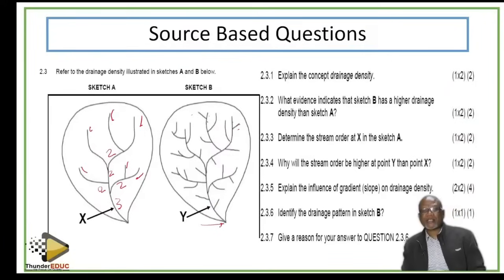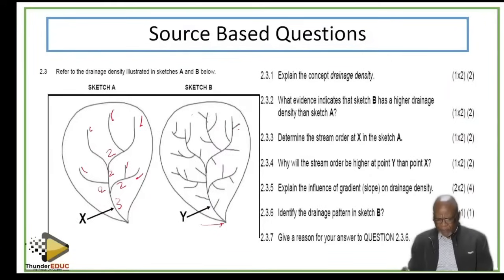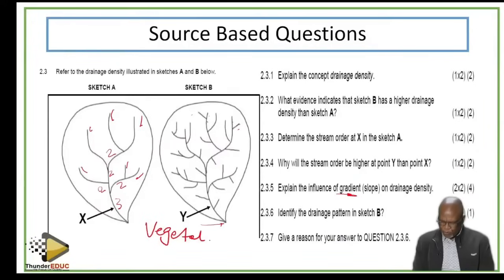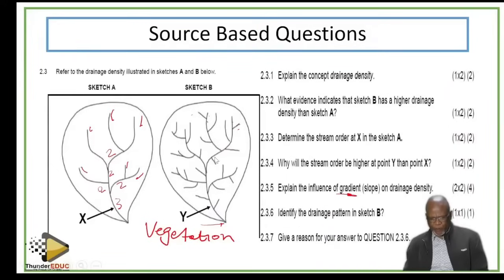Remember, now we're looking at the factors that influence drainage density. Here we are given one, which is gradient. We also have vegetation. If we're looking at vegetation, which area will have more vegetation? A will have more vegetation, because vegetation is going to result in more infiltration. More infiltration is going to result in low drainage density. Then at B, we have low vegetation. That is why there is more surface runoff.